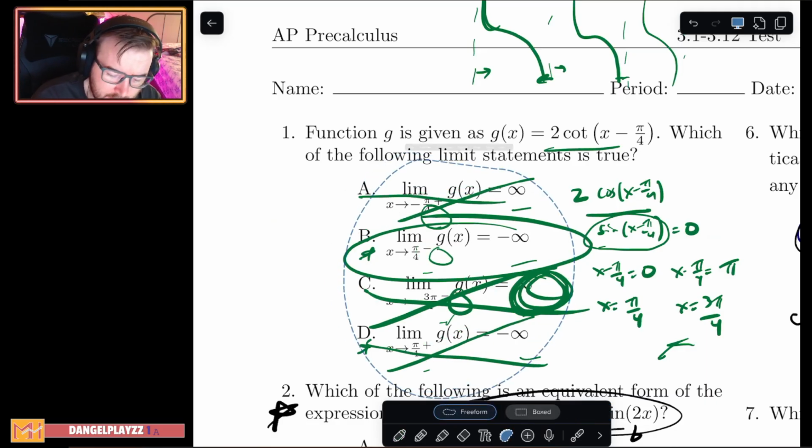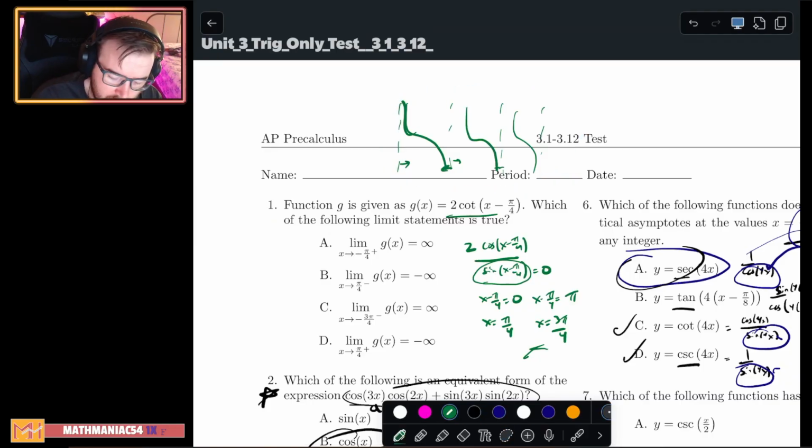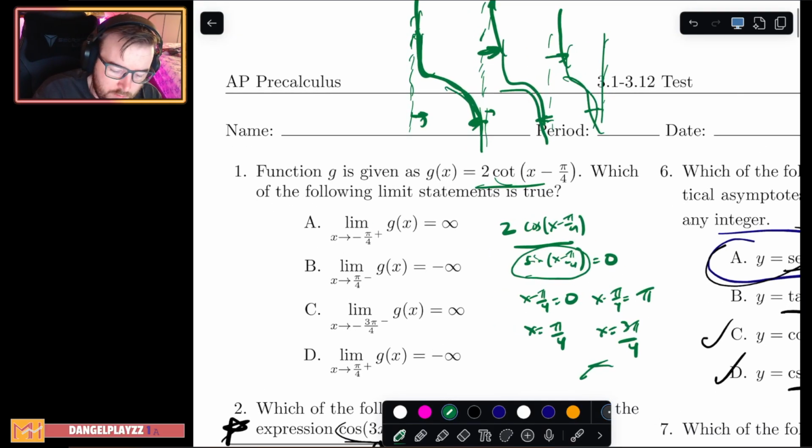Let's say that again. This is the basic graph. Anytime there's a vertical asymptote for cotangent, it's descending downwards like this and approaching the other asymptote. To the right of the asymptote, graph go up. To the left of the asymptote, graph go down.